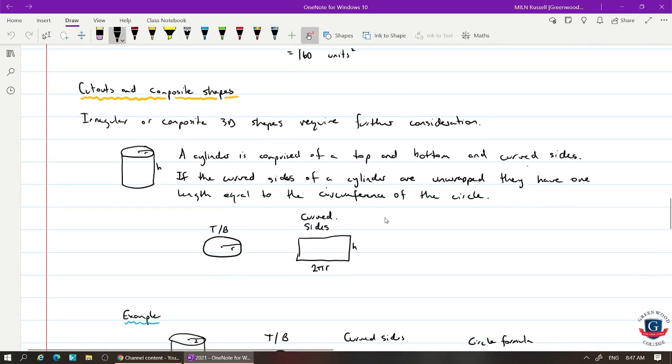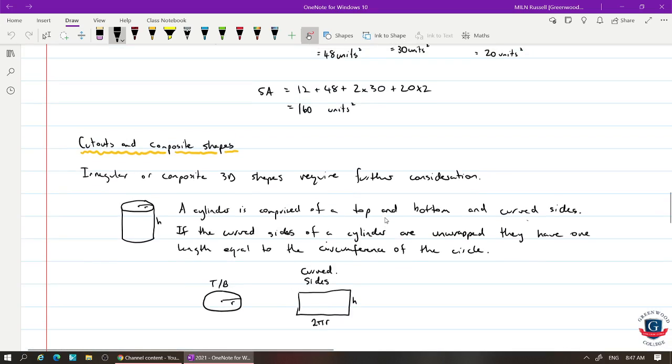When we get to more complicated shapes, we have to be a little bit considerate of how to calculate them. In the case of a cylinder, we've got a top and a bottom, and we've got a curved side. The way we find the curved side is, if we cut it and then consider the length of it, it'll be the length of the circumference of the circle at the top.